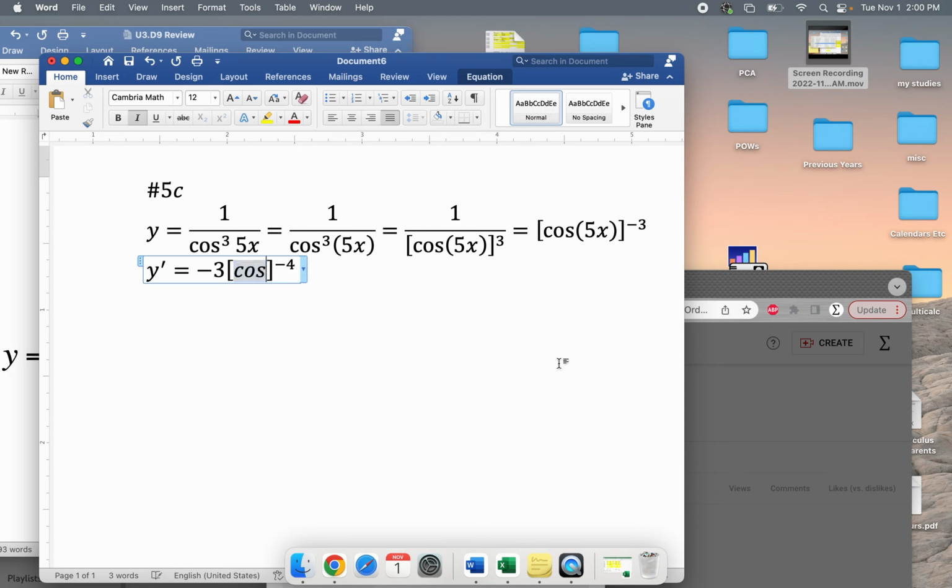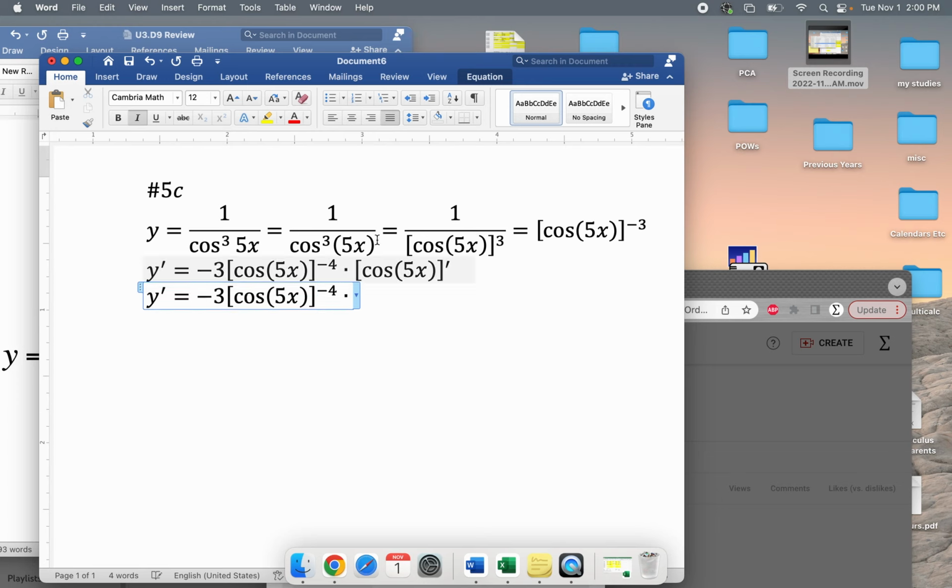What goes inside here? Well, just cosine 5x. Then times the derivative of the inside function. But the inside function itself is quite complicated, so I'm going to postpone that differentiation. There's the inside function. I'm just going to put it in brackets and write prime. Figure it out in the next line. So that's -3. I'm just going to copy this line for right now. I'm not going to worry about simplifying it yet.